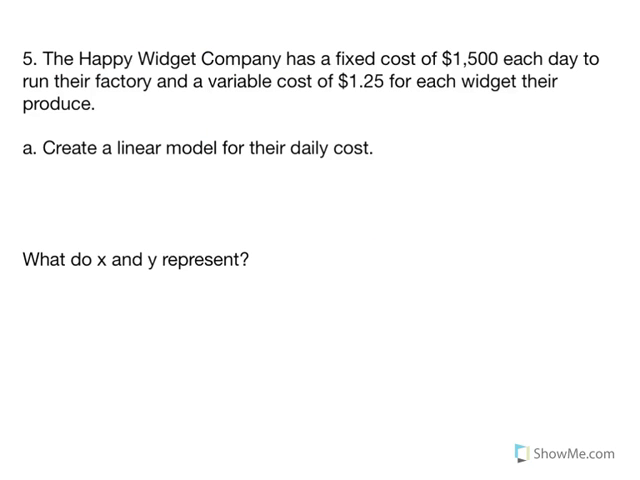And number 5, I don't know how you can't be happy when you're talking about the Happy Widget Company. They have a fixed cost of $1,500 a day, and then a variable cost of $1.25 for each widget. So if we're talking about one day, we have $1,500 a day, so that's for electricity, water, blah, blah, blah, whatever. And then each widget is $1.25, so that's my slope. Because if I only make one widget, it only costs me $1.25. If I make 10 widgets, it's $12.50, right? So that cost changes depending on how many widgets.